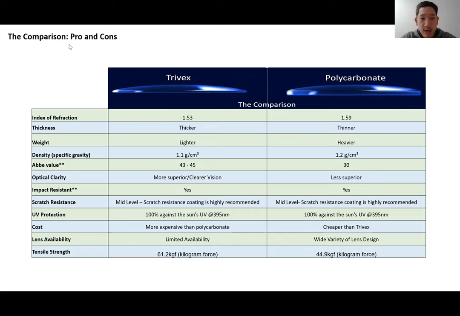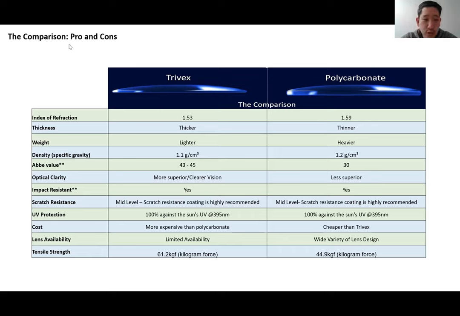So when we talk about cost of the lens, Trivex is going to be more expensive than the polycarbonate lens, and poly is going to be cheaper than Trivex. Why? Because polycarbonate lens has a wide variety of lens designs. Polycarbonate lens right now is more popular than Trivex because of its availability, and Trivex has less availability, making it more expensive, right?